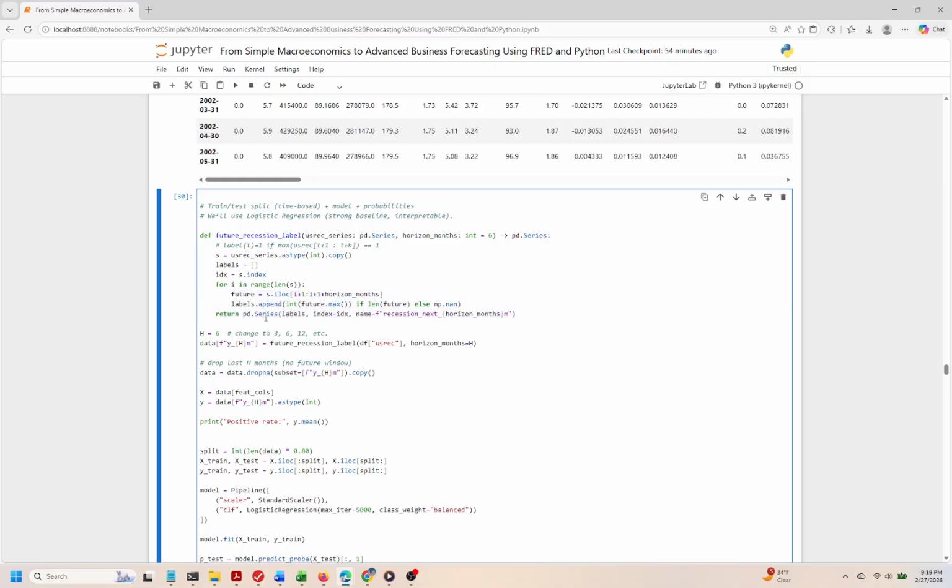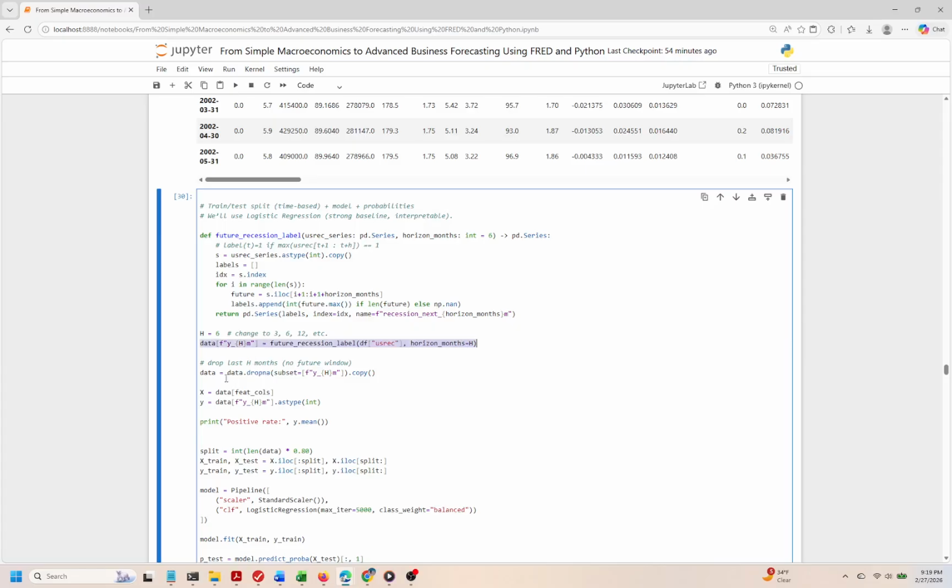Next, the code specifies a horizon for predictions, set to 6 months here, although this can be adjusted based on the specific needs of the analysis. After generating the labels, we drop observations that don't have complete future data available, ensuring that our model is working with high-quality inputs. We then prepare our feature set and the target variable for model training.